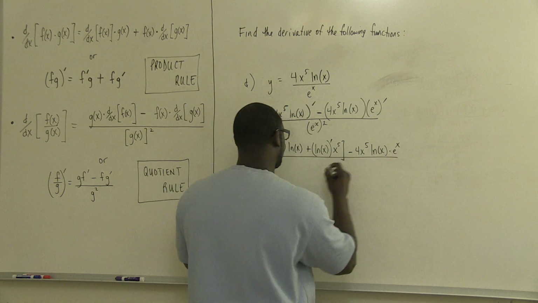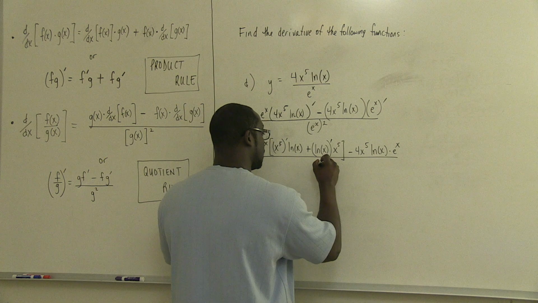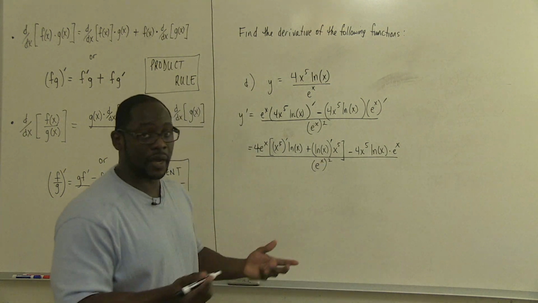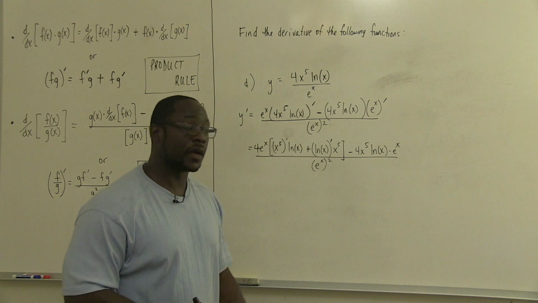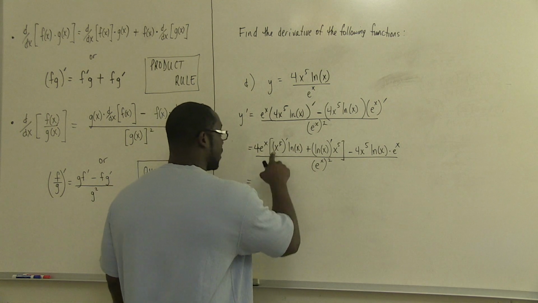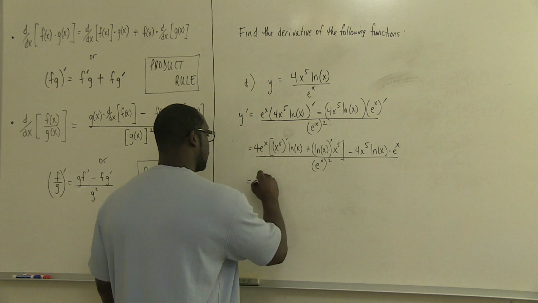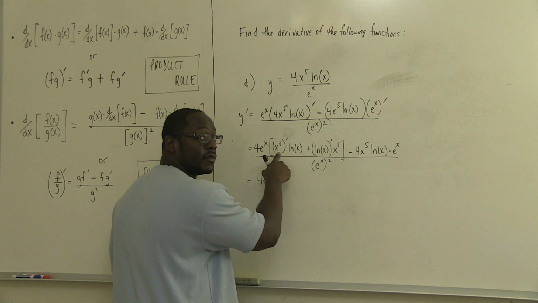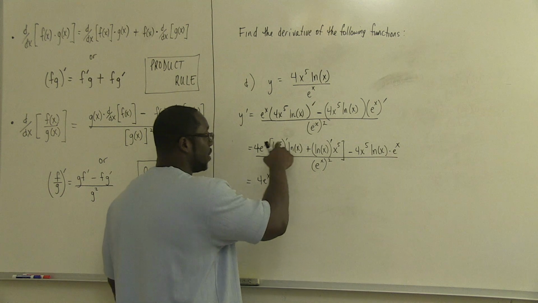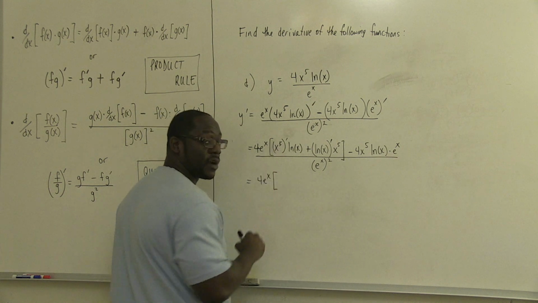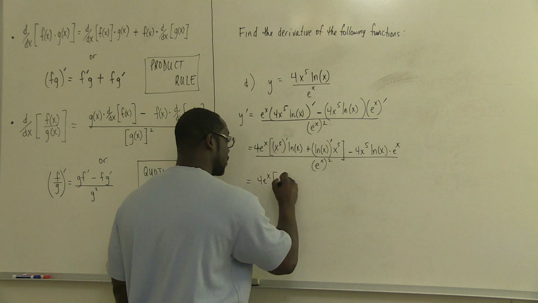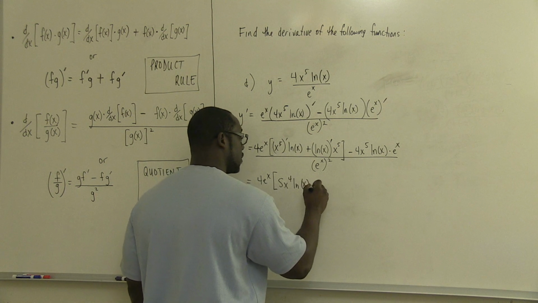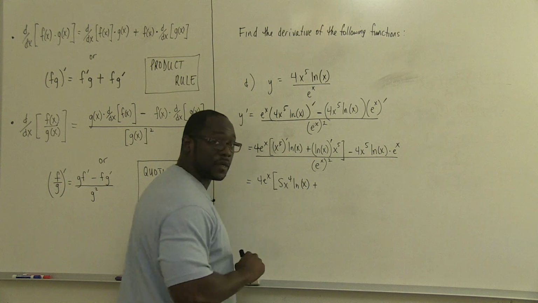And all that will be divided by e to the x squared, or e to the 2x. I'm just leaving it like this for now. All right, so I'll go and simplify now. So 4 e to the x, derivative of x to the 5th is going to be 5, and then I subtract 1 from the exponent. So that's going to be 5x to the 4th natural log of x plus natural log of x.